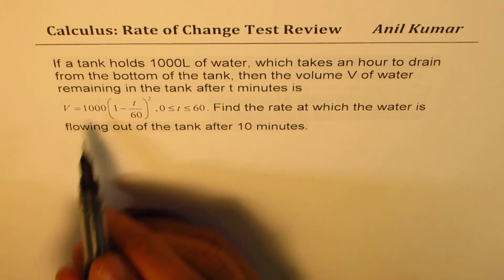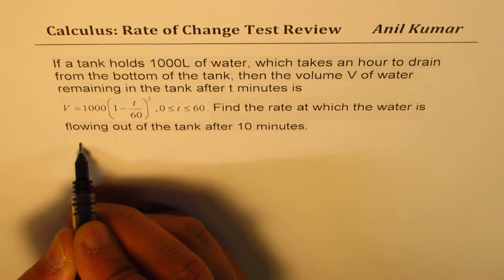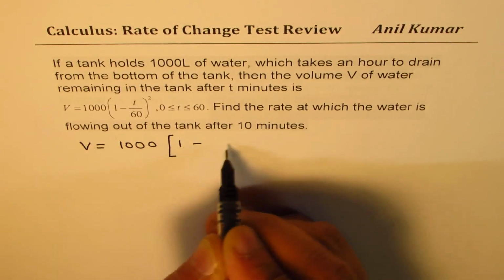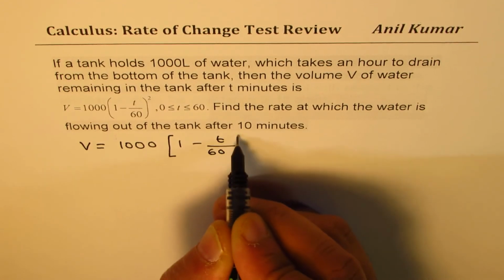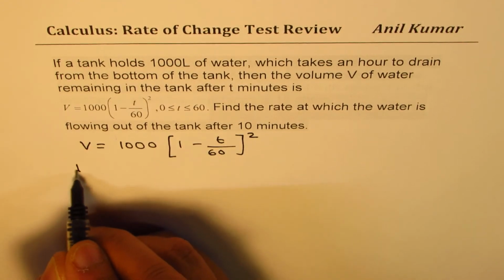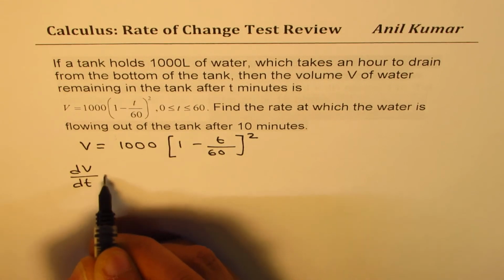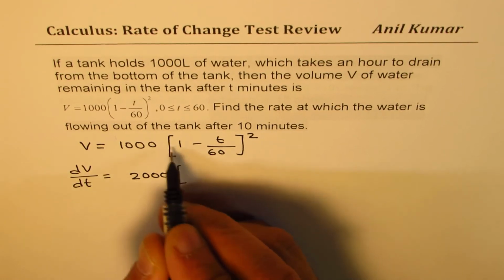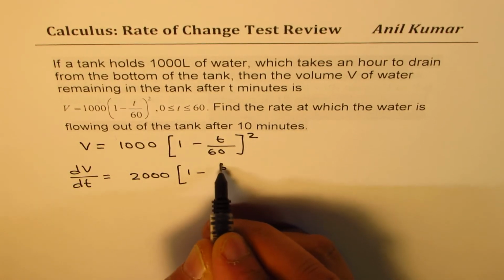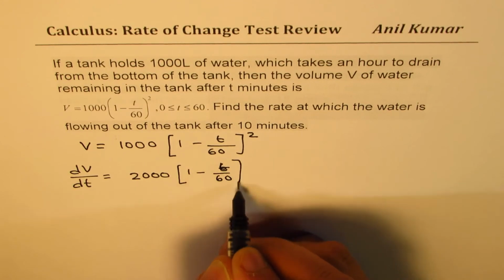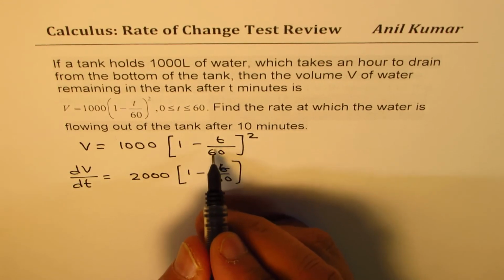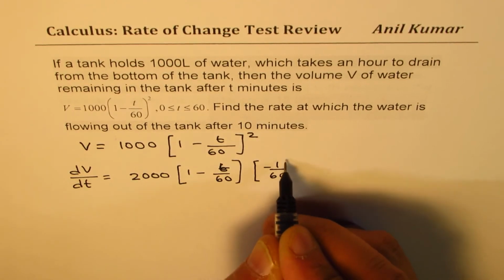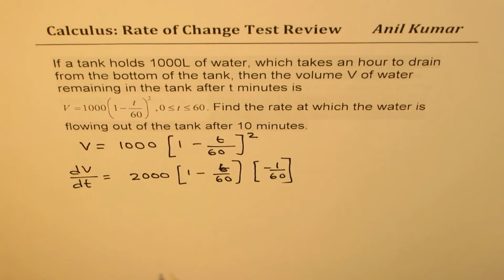So let's find the derivative of volume. We are given volume. Let me rewrite this as 1000 times (1 minus t over 60) whole square. So the rate of change of volume with respect to time will be twice this, that means 2000 times everything inside, 1 minus t over 60, times the derivative of the inside function. Don't forget that, which is minus 1 over 60. So that becomes the rate of change of volume.